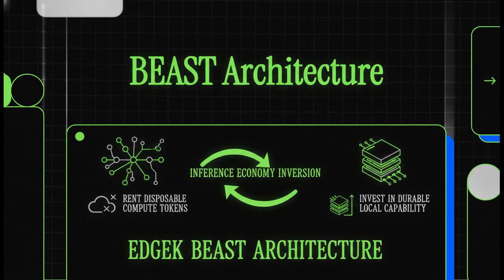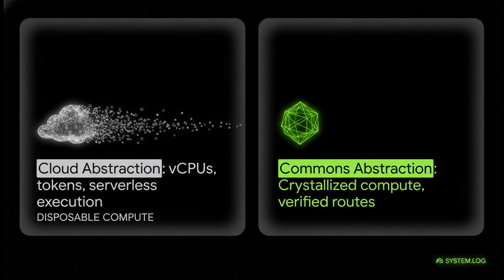But what if you could build a durable, local capability that actually gets cheaper and faster over time? Well, that is the exact premise of the Edge Cape Beast architecture. We're going to explore its central thesis today, which is known as the inference economy inversion. Okay, let's just dive right into it.